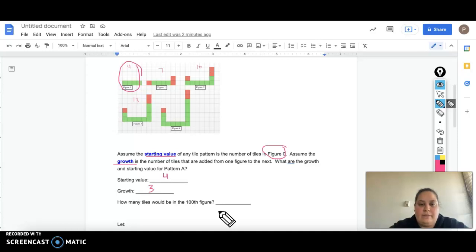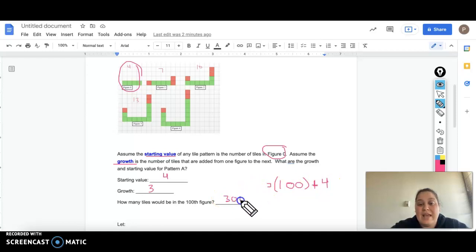Okay, so let's think about that. I'm starting with 4. It's growing by 3 every time, and I'm going all the way to figure 100. Okay, well, we can think about that as, okay, well, figure 100. So let's put a 100 here. It's going to grow by 3, so that means I'm going to multiply it by 3. And then I'm going to add 4 to that because I started off with 4. This is kind of like a little equation that we're going to use. 3 times 100 is 300 plus 4 is 304.